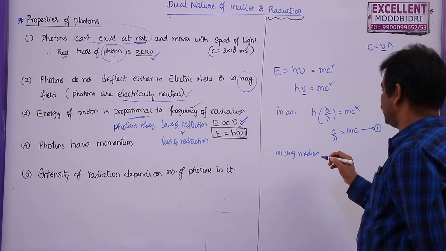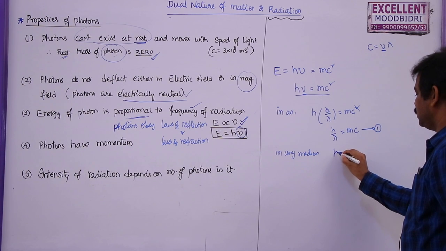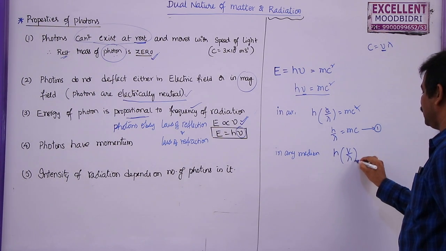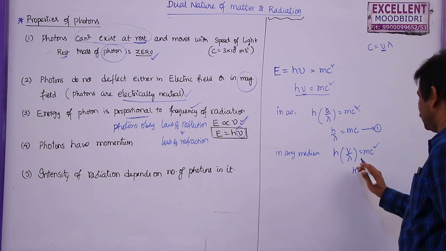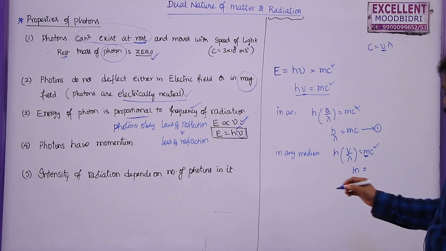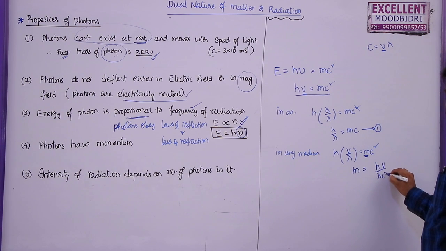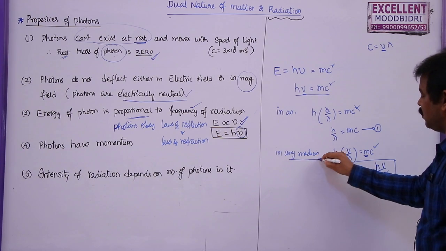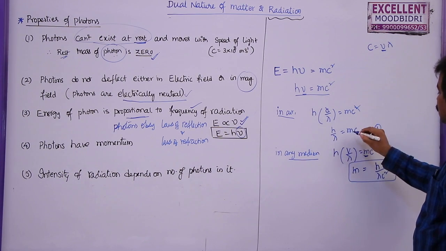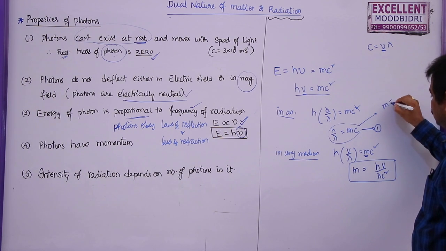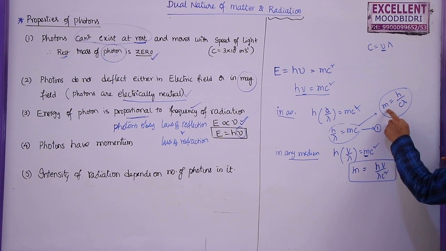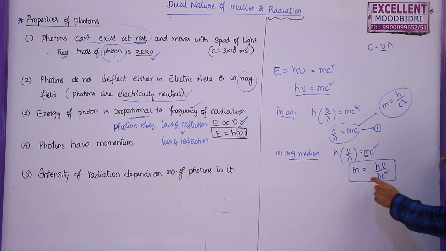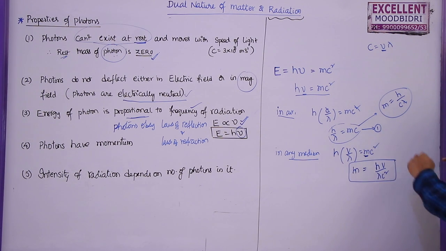Similarly, in any other medium, the same equation can be written as h nu is equal to mc square. So h into, now nu is equal to v by lambda, which is equal to mc square. From this we can write the mass of the photon as hv by lambda c square. This is the mass of the photon when it is traveling through a medium. But when it is traveling through air, what is the mass of the photon? From this we can write m is equal to h by c lambda. So you can see the mass of the photon in air is h by c lambda, whereas the mass of the photon in a medium is hv by lambda c square. So whenever the medium changes, the mass of the photon also changes.